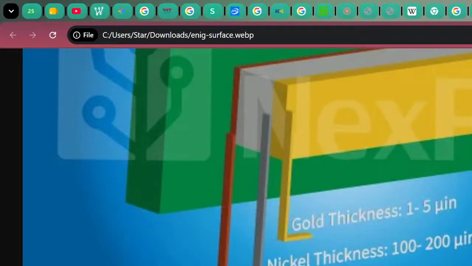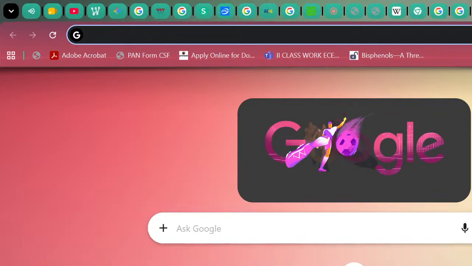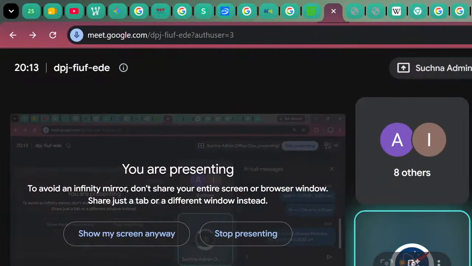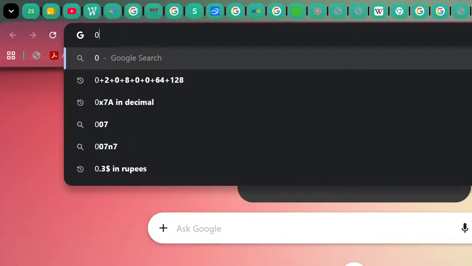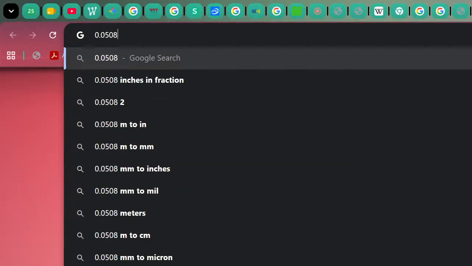So now I will tell you one formula for conversion of micrometers into micro inches. 1 micro inch is equal to 0.0254 micrometer. Now for gold, what I told you was 0.0508. Now we need to convert it into micro inches. What you need to do is multiply this particular number with 0.0508.